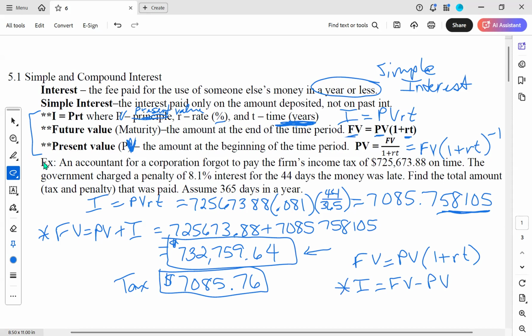And again, this formula is not on the formula sheet. The I equals future value minus present value. That's not on the formula sheet. So these two, which is a modification of this one, these two formulas here are not on the formula sheet. If you want to go that route, it's completely your choice. If I just asked for the tax, then you just use the I equals PRT and you get your answer.